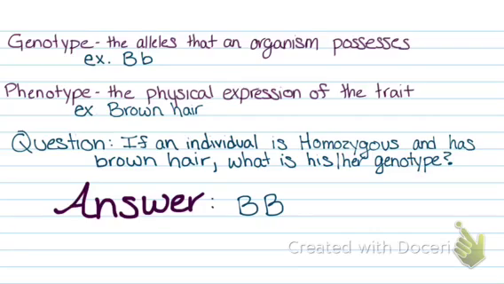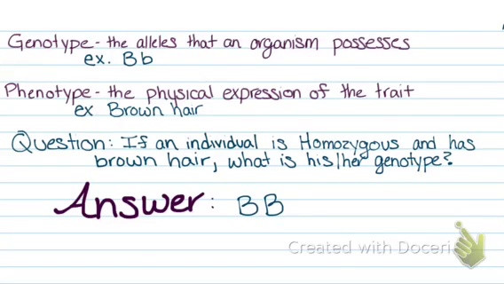The question also asks for the genotype, which means I should be writing down letters. The genotype would be the two alleles, as opposed to writing down the physical appearance of the organism. Okay. Let's move on now to some punnett squares.